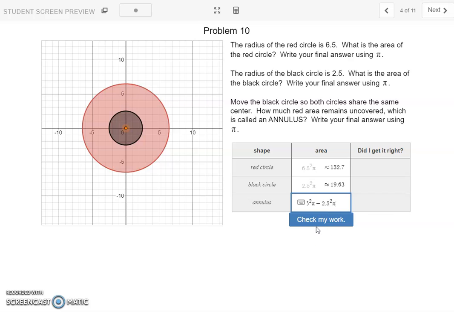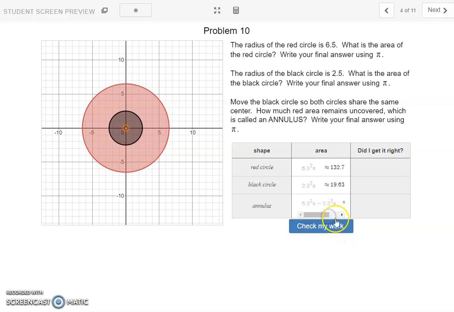So one way of writing it would be this. You could always take 6.5 squared minus 2.5 squared and see what's left. That would be another way of writing it. So we took 6.5 squared, subtract away 2.5 squared, and you would end up with 36 pi.